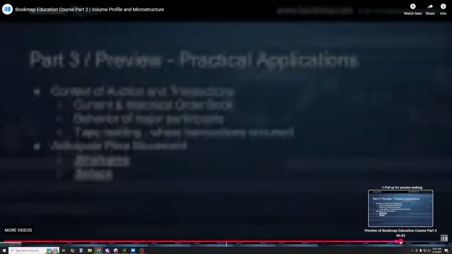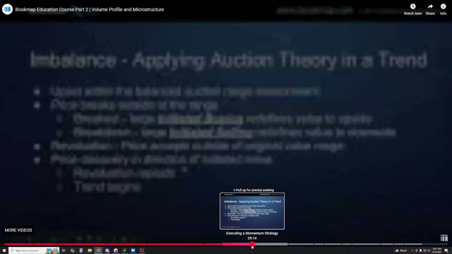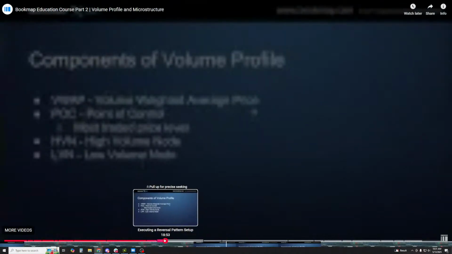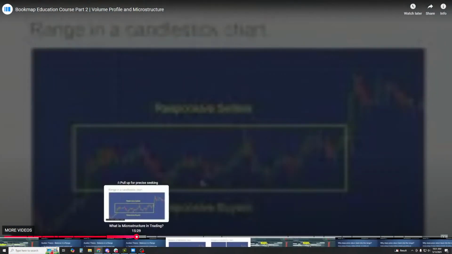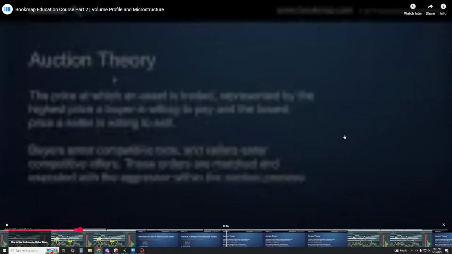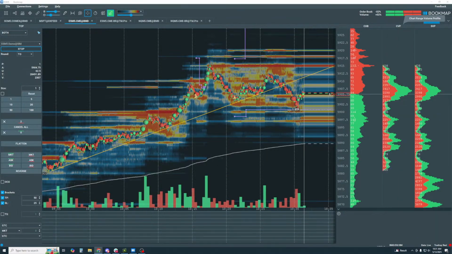Anyway, I believe this is the one where it shows it. I thought it was a little bit higher time frame, but I don't see it. Anyway, something to take a look at if you guys are interested.